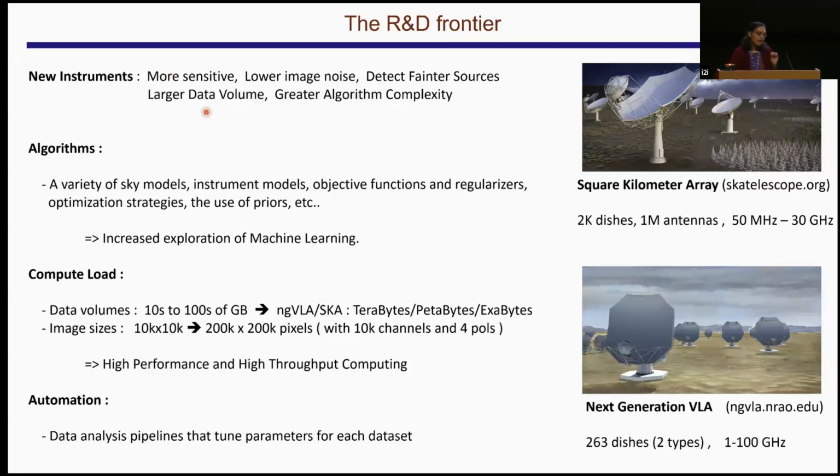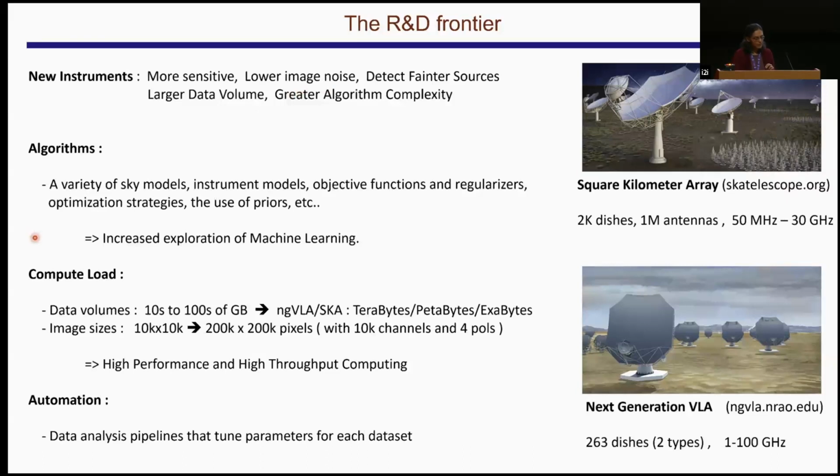That's the mean. Lower image noise also means that more and more subtle instrumental effects and other problems are going to show up above the noise level, and so you're going to need more complicated algorithms to fix that. So it's almost a double whammy. To detect fainter sources, you have much larger data volumes and greater algorithm complexity. And so there's a lot of R&D going into how to make that work together. So R&D continues on the algorithm front.